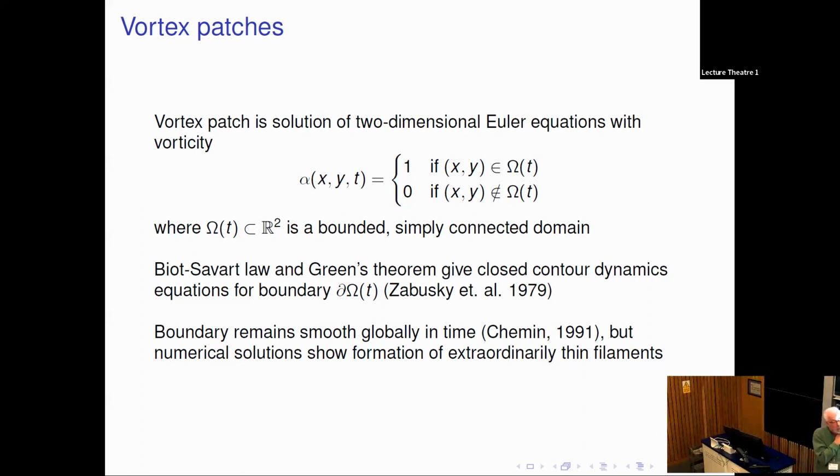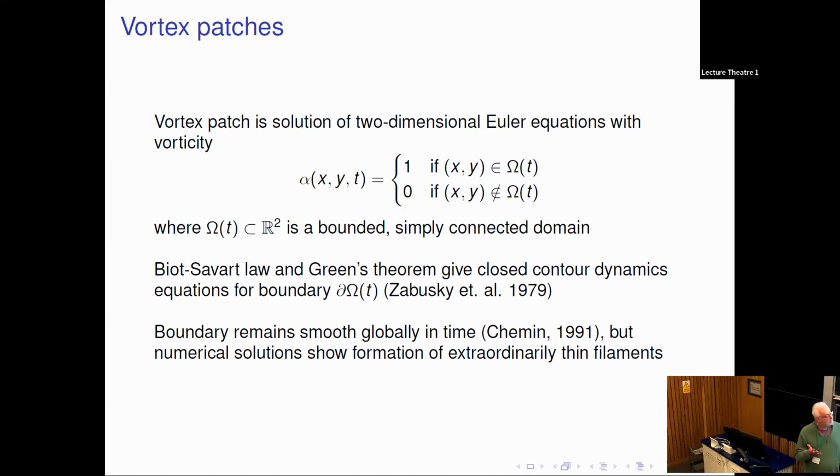And back when I was finishing my PhD, that was a very actively studied problem. It's still very actively studied, but Majda raised the question of whether the boundary of a vortex patch becomes singular in finite time. That was a model problem for the singularity issues people are actively looking at today and making a lot of progress on.